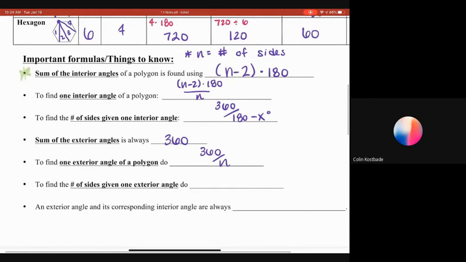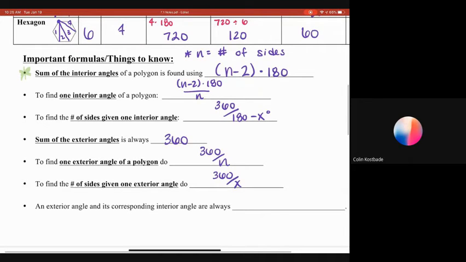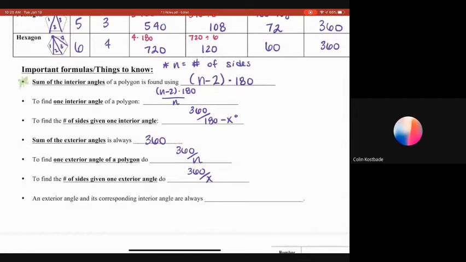And then to find the number of sides given one exterior angle, it's almost the exact same formula. Because you know the sum is 360, right? And if you know one angle, you can take 360 and divide it by that angle. So that formula can work for more than one thing. It just depends on what you're dividing it by. To find your angle, take 360 divided by the number of sides. To find your number of sides, take 360 divided by the one angle. It works because you're splitting it up into equal parts each time. And last thing on this, the exterior angle and its corresponding interior angle are always supplementary.